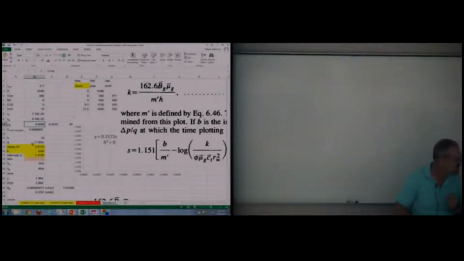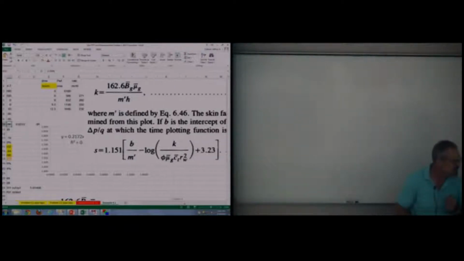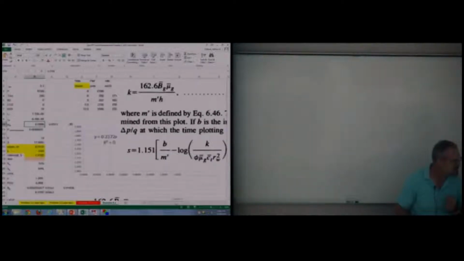Okay, so we got a wellbore radius. What else are we missing? We got viscosity, compressibility, and then we have a constant. So let's calculate skin using this equation.